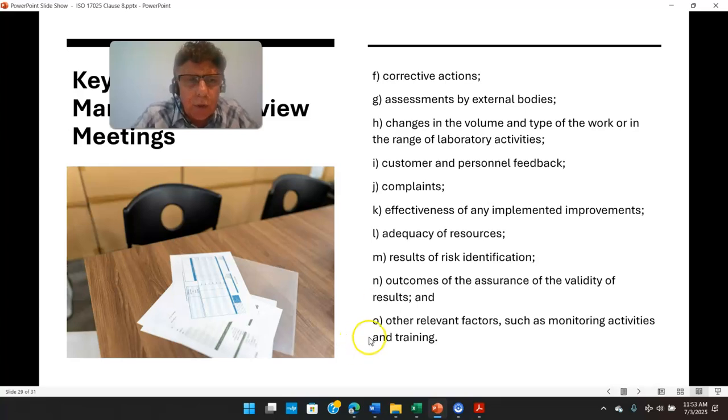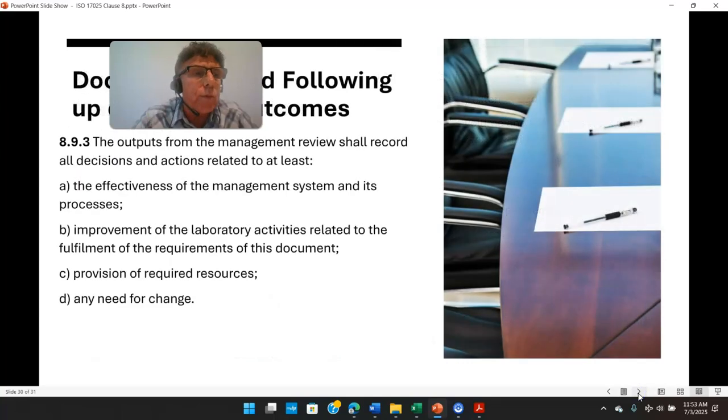This is typically your proficiency testing results and other ways that you're monitoring your quality controls, maybe your upper and lower control limits, things like that. Other relevant factors such as measuring or monitoring activities and training. So those are the required inputs to management review.